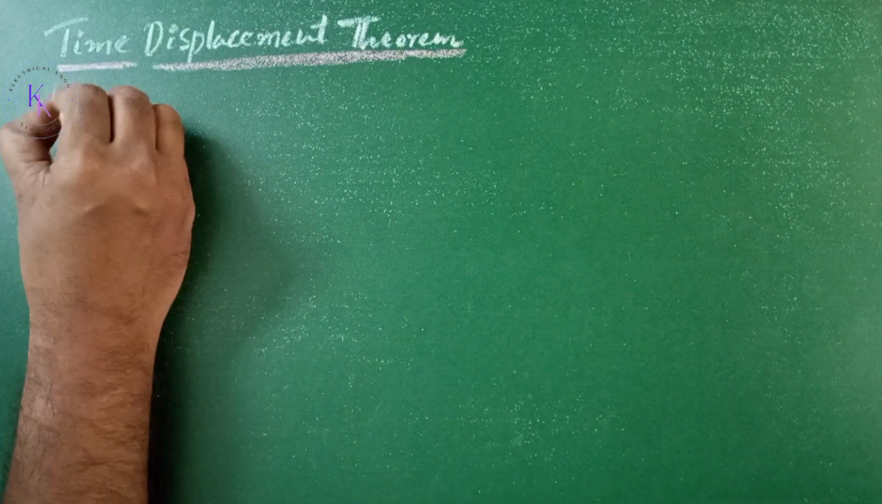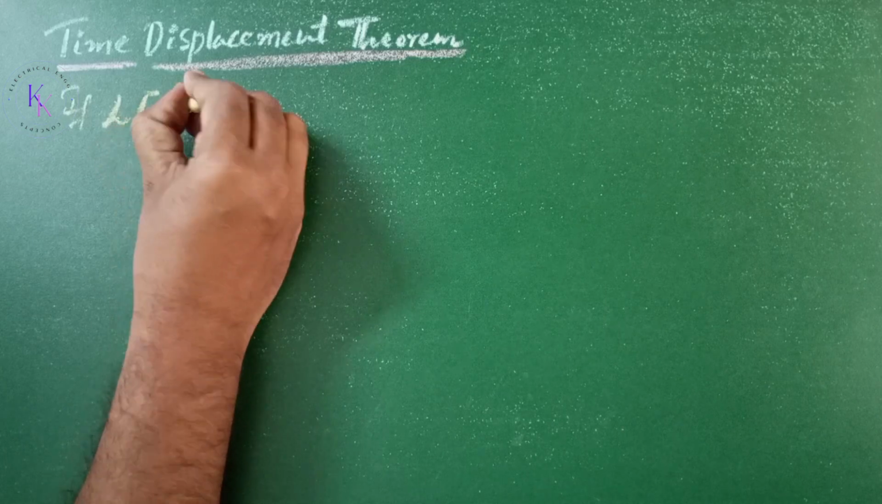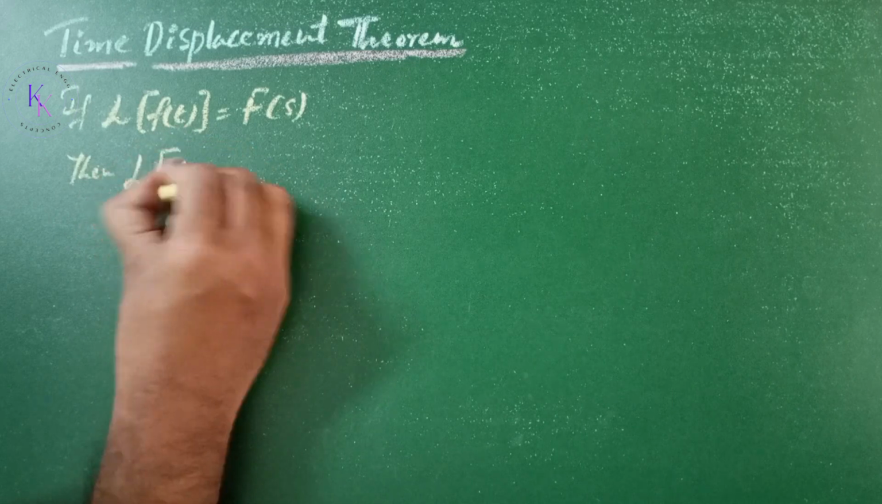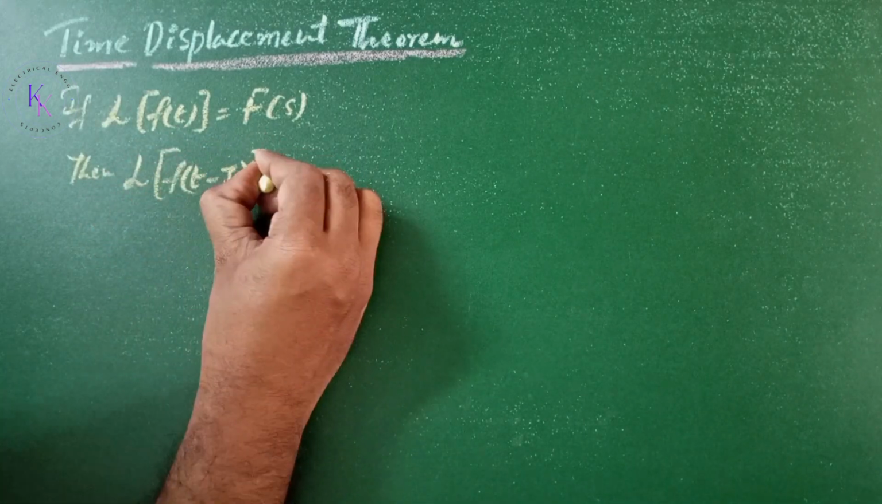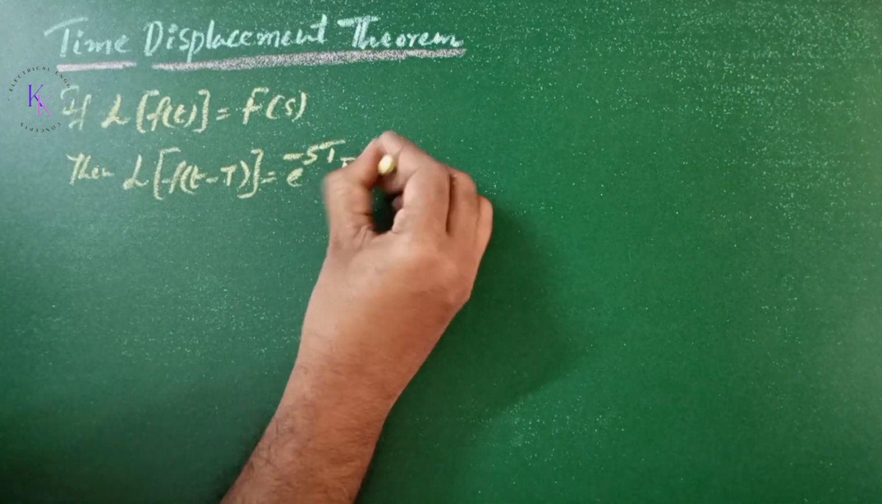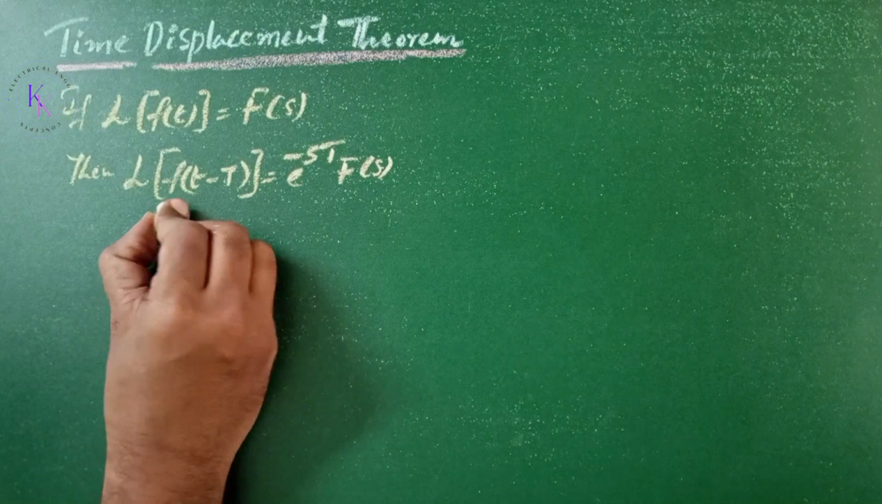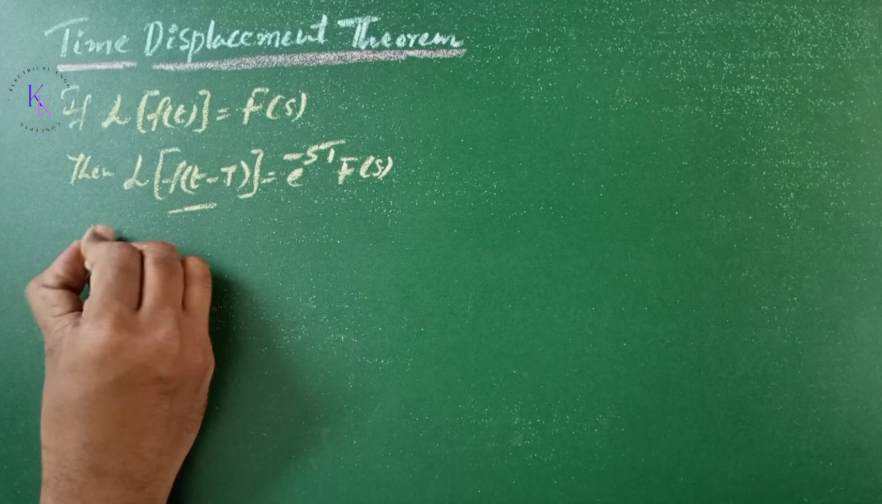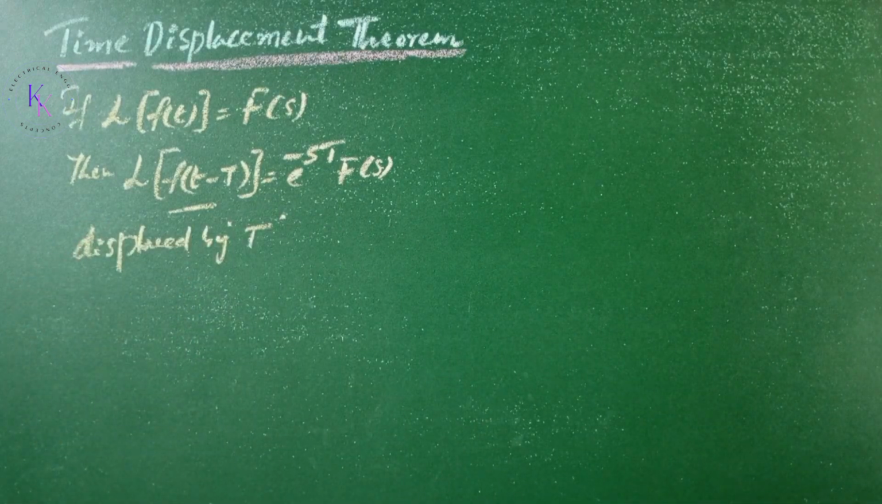Time displacement theorem. This theorem states that if the function f of t is Laplace transformable, Laplace transform of f of t equals F of s, then Laplace transform of f of t minus capital T is equal to e power minus sT times F of s, where the function f of t minus T is the function f of t displaced by capital T. By this theorem, the displacement in time domain becomes multiplication by e power minus sT in s domain.